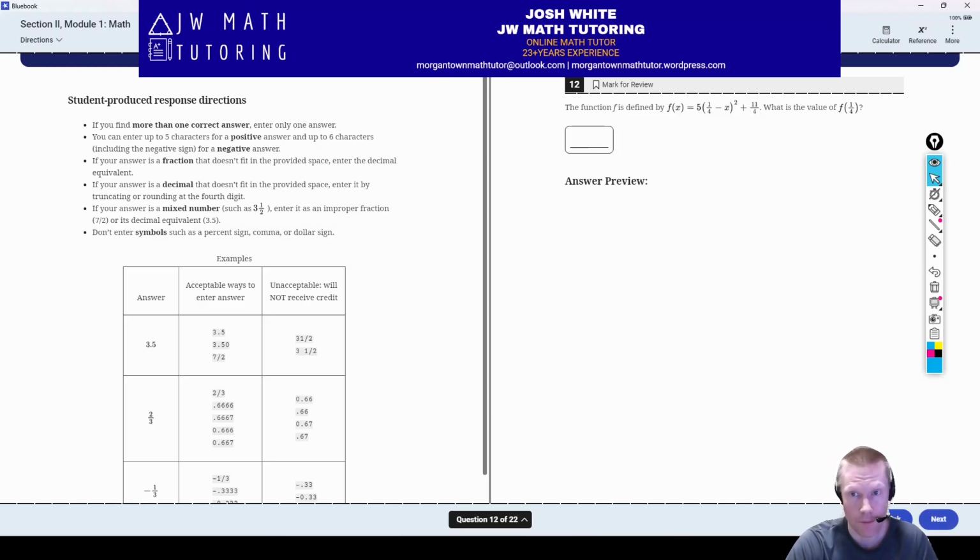All right, let's talk about this one next. So obviously you could evaluate this by hand. And if you do that, you probably notice that if you plug in 1/4 for x here, because all we're doing is evaluating a function, 1/4 minus 1/4 is 0. 0 squared is 0. 0 times 5 is 0. So this whole thing basically drops out, and the answer is just 11/4. And that's it. You could also put it in as the decimal 2.75. If you want to do it that way, that's fine.